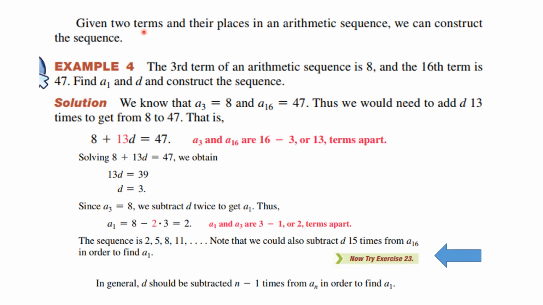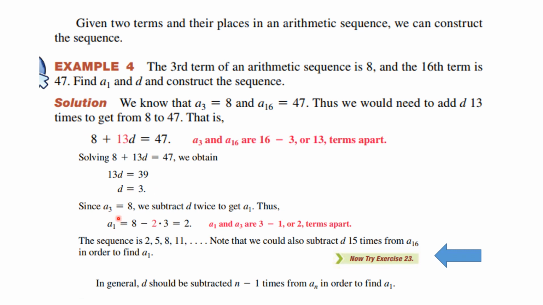Another objective is, given two terms and their places in an arithmetic sequence, can you construct the sequence? So here we know the third term is 8 and the 16th term is 47. You want to find a1 and d and construct the sequence. We know that a3 is 8 and a16 is 47. That means the difference between 16 and 3 is 13. So we had to add d 13 times to get from 8 to 47. So the 16th term is going to be 8 plus 13 times d. We solve this for d and we find that d is 3.